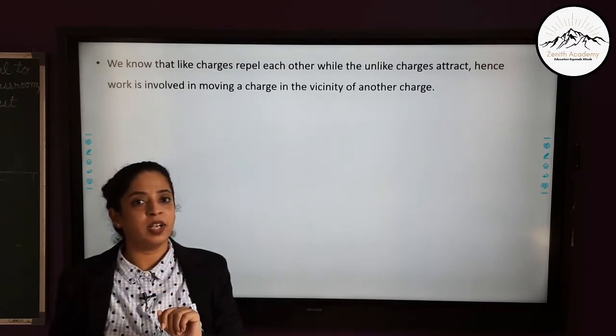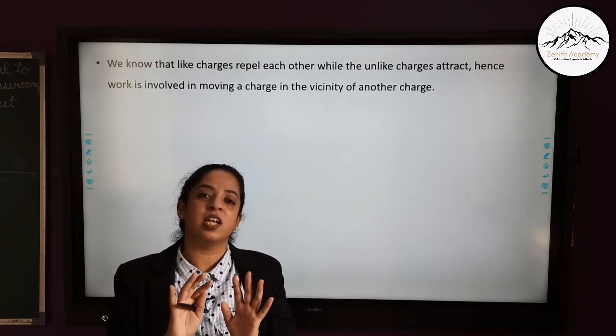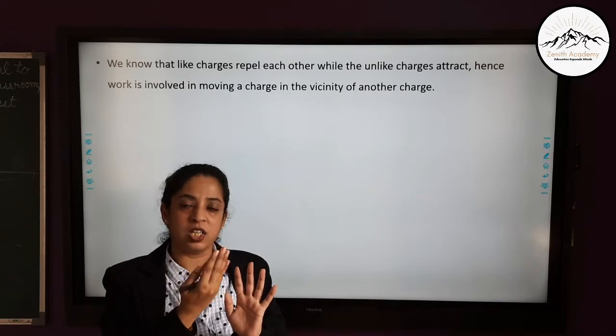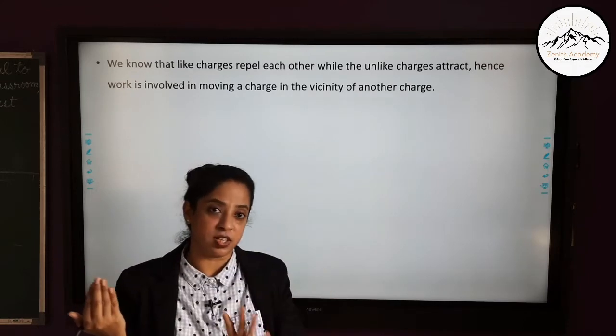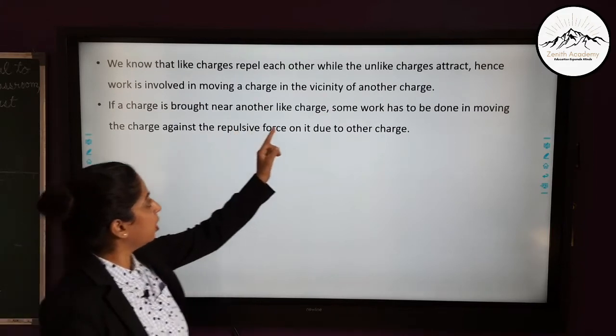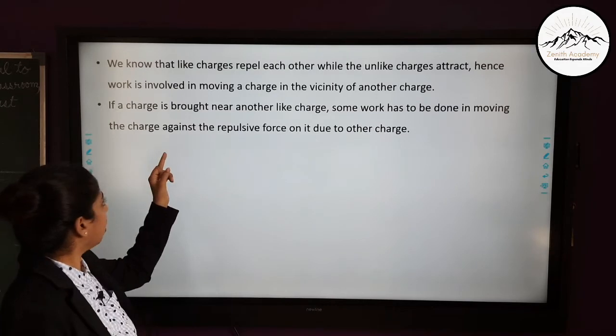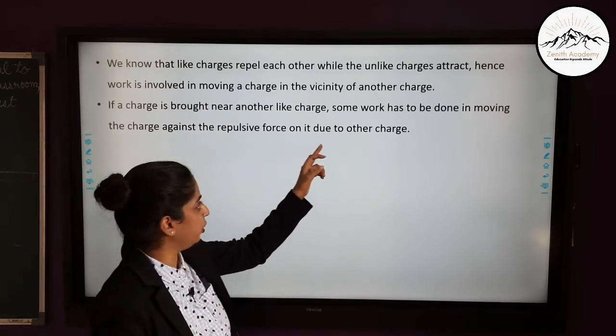So our first point is, in the surrounding of many charges, work is involved in moving one charge from the vicinity of other charges. Now, if a charge is brought near another like charge, some work has to be done in moving the charge against the repulsive force on it due to the other charge.